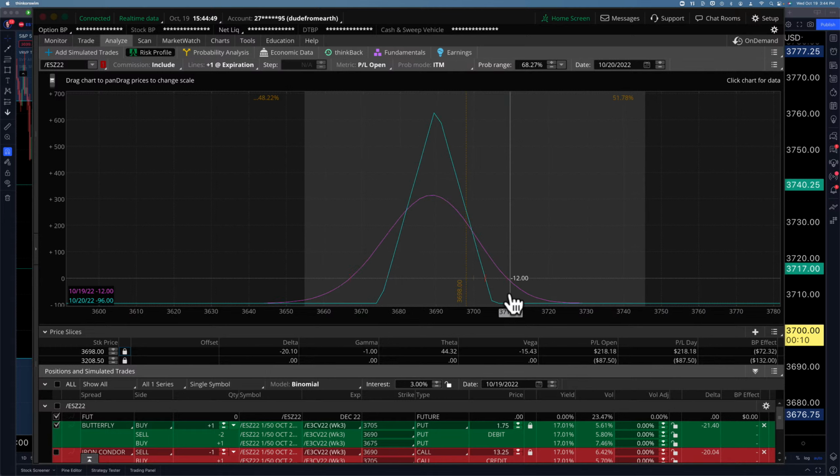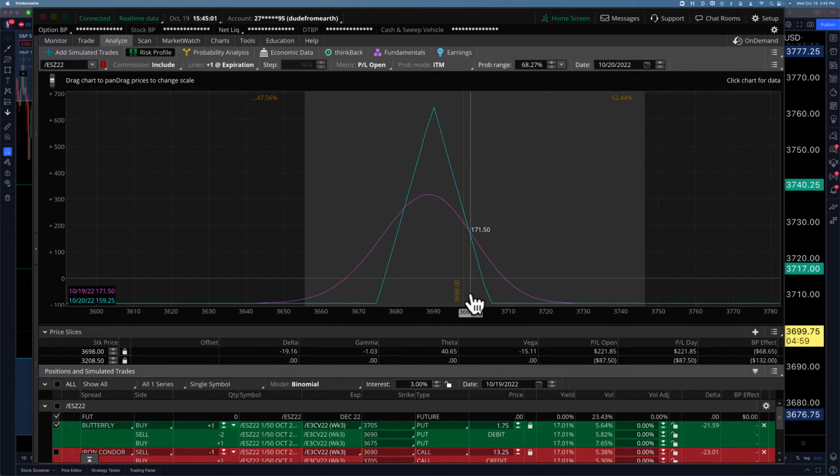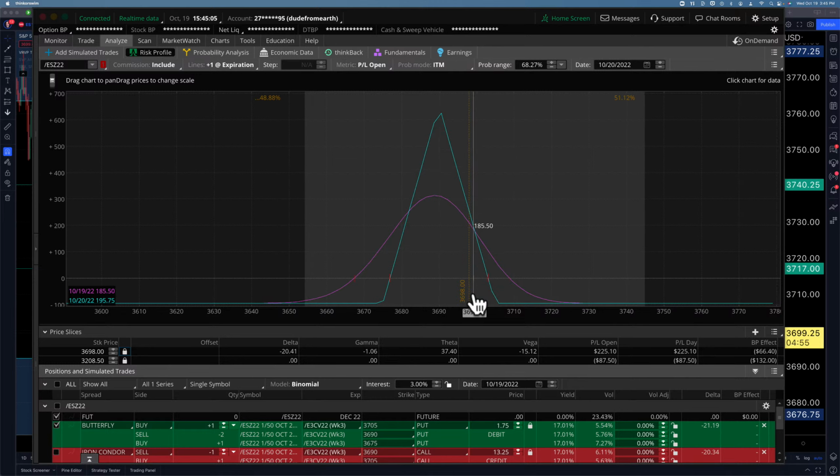So that's a big swing, right? That's a big swing. So if I were to make that choice right now, that's what I'd be doing. I'd be getting out.